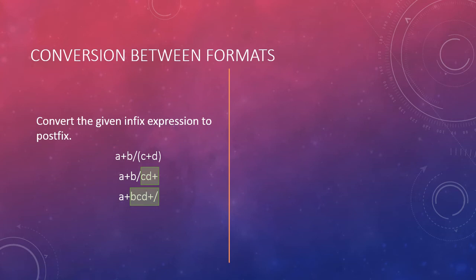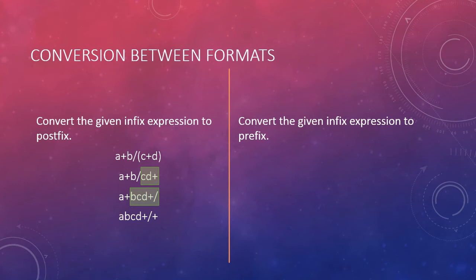Now concentrate on the plus sign outside the green box. The first operand of the plus sign is A, and the second operand of the plus sign is everything in the bigger green box. So when we write the postfix equivalent, this will be A, everything in the big green box, and then the plus sign. And this is the postfix equivalent of the infix expression that we were given.